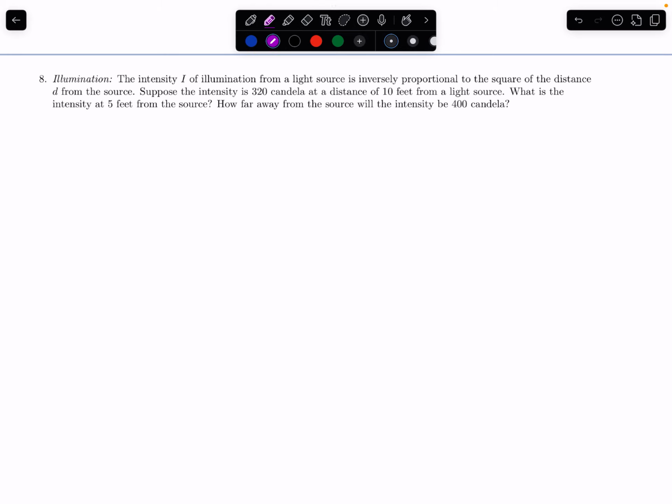Last video, last 3 questions, starting with question number 8. Illumination. The intensity I of illumination from a light source is inversely proportional to the square of the distance, d, from that source. So we have everything to write our equation.